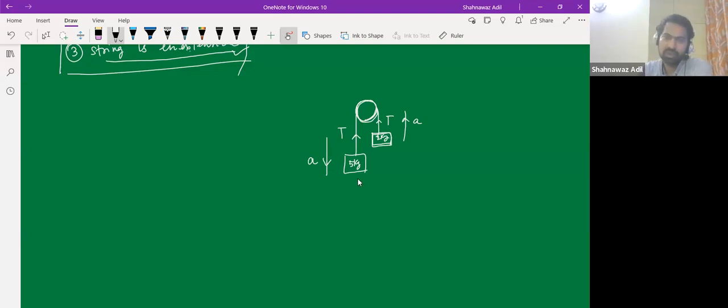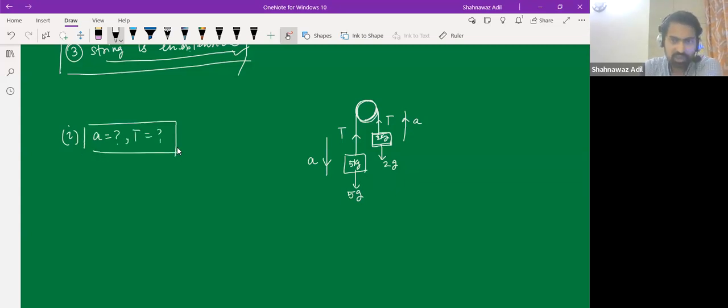So we have this 5g force, and on this block also we have this 2g. Here g is the gravitational acceleration. You find out what A is and what the tension is. You have these two blocks. Apply Newton's law and tell me the answer.